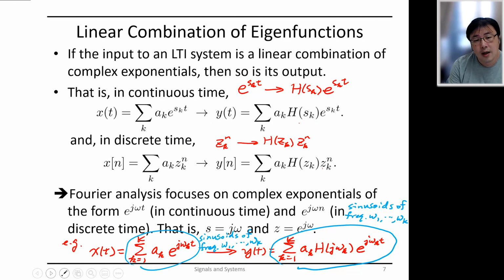So then, if you say that this complex exponential yields an output that is the same complex exponential times this factor h of s_k here, then if you input a linear combination of complex exponentials, you would expect to get also a linear combination of the same complex exponentials, with the same linear combining coefficients.